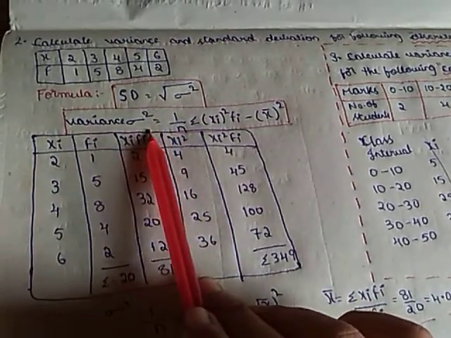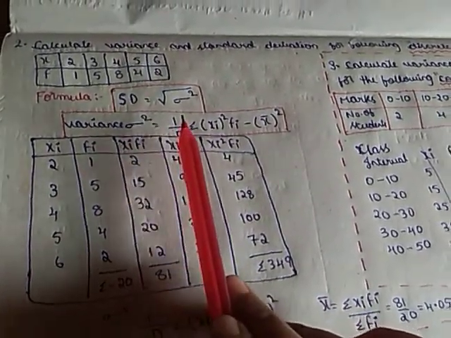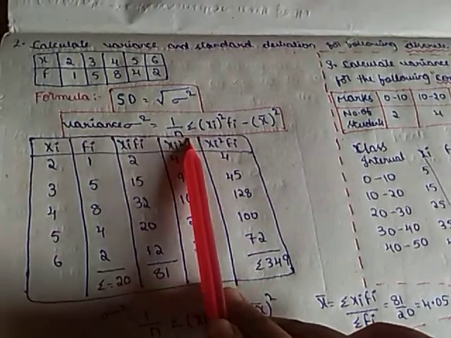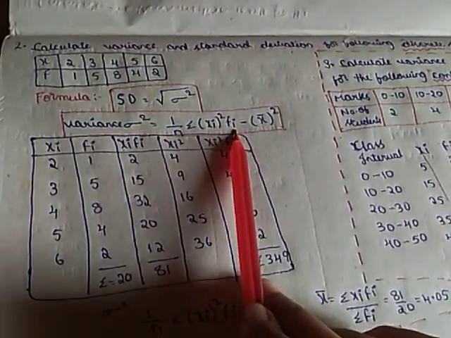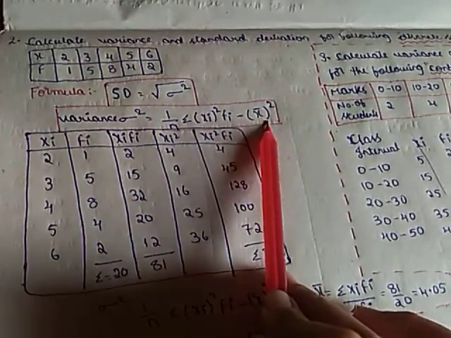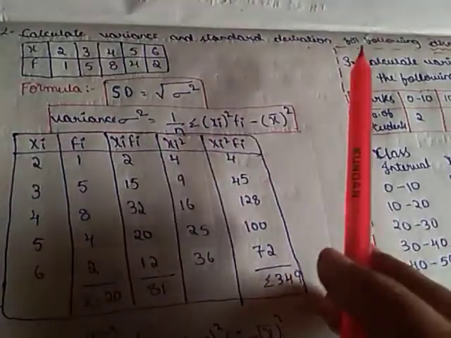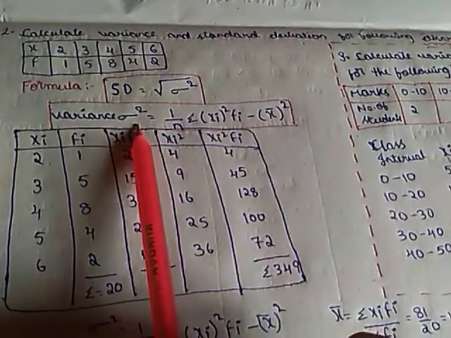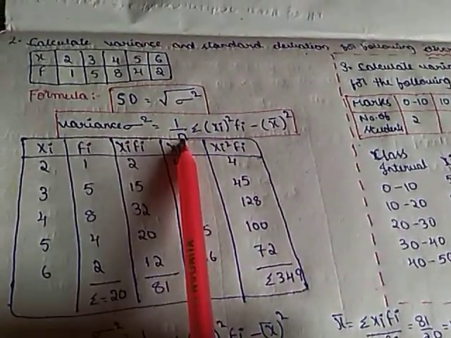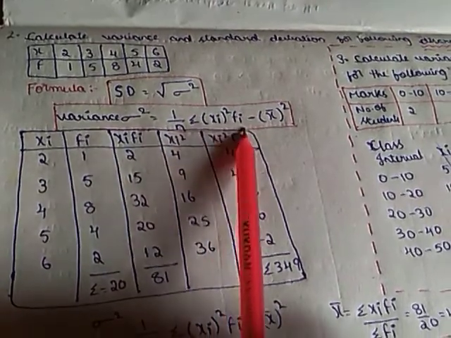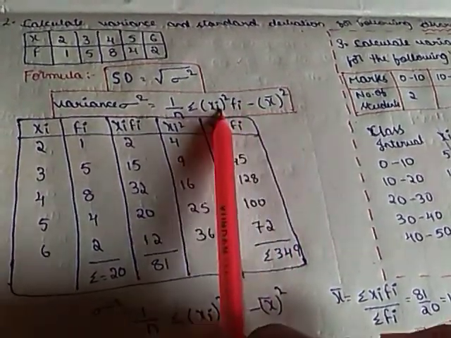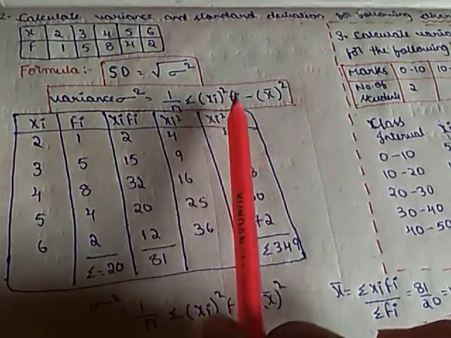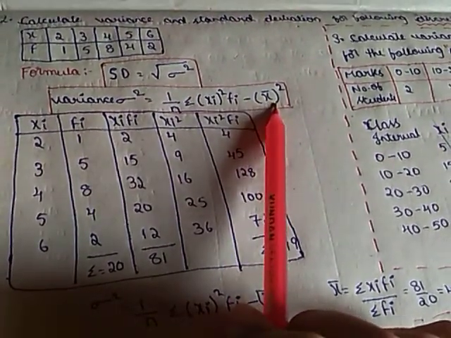For the discrete series, the formula is sigma square equals 1 by n summation of xi square fi minus x bar whole square. From this formula we understand that we need x bar.